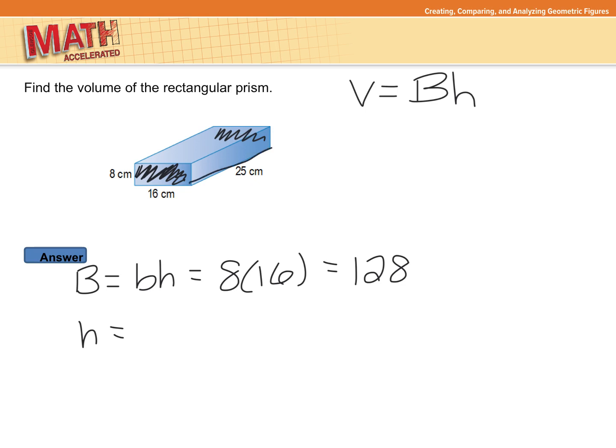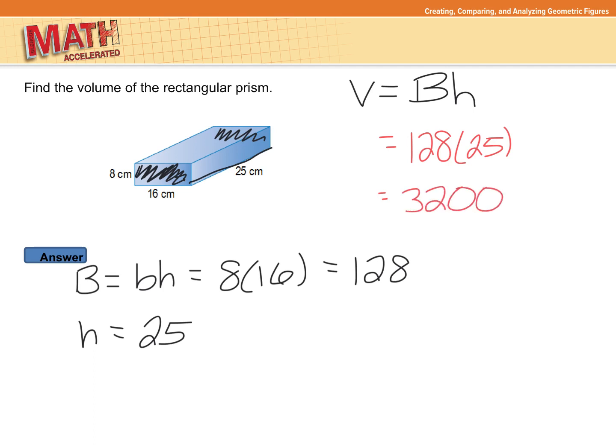Why is it 25? Because it's the wall, the sidewall. Right, and it connects what? It connects the two bases together. So that's why it is 25. Okay? Now we have all the pieces. Now we use the formula and plug it in. So we take 128 times 25, and you should get 3,200.